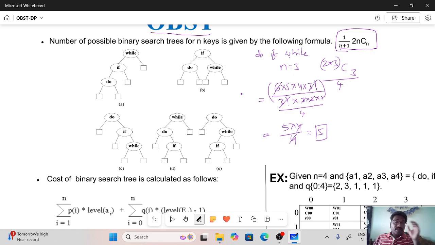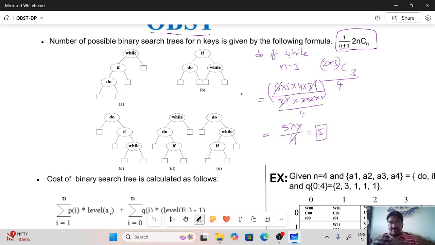So we are going to construct the 5 different binary search trees. For each tree we are going to find the searching cost, and when you find the costs of the 5 binary search trees and compare them with one another, only then can we say which binary search tree is efficient, nothing but the optimal.